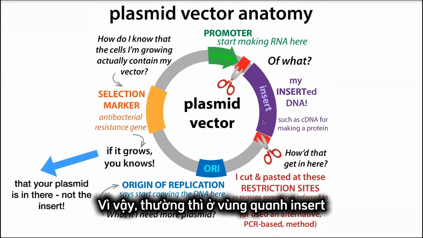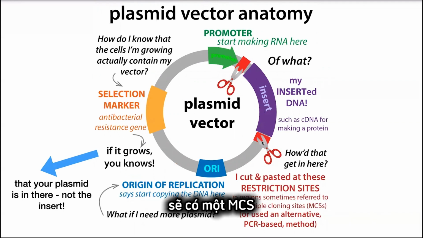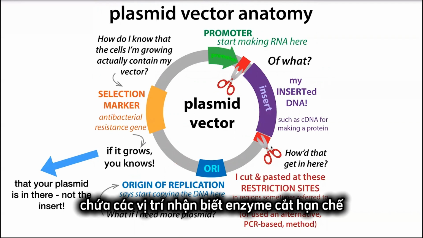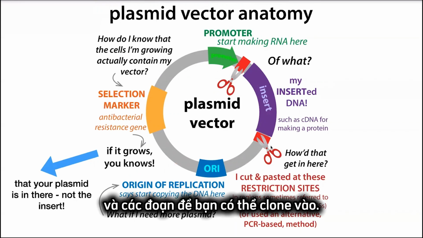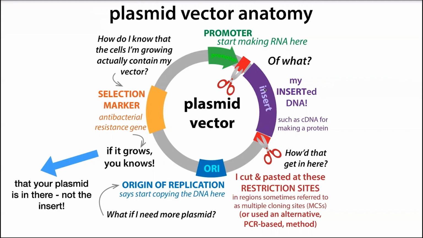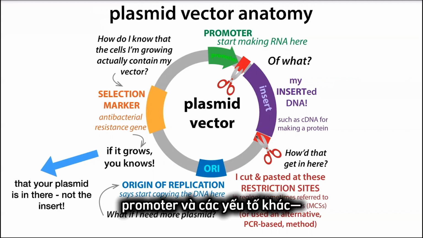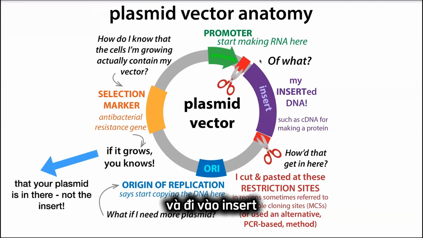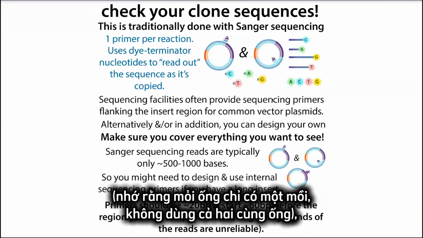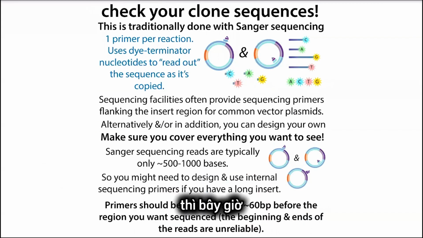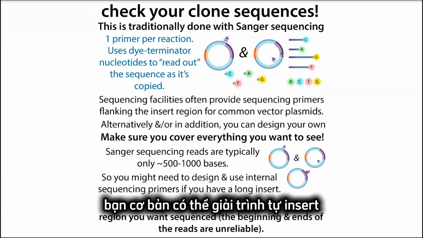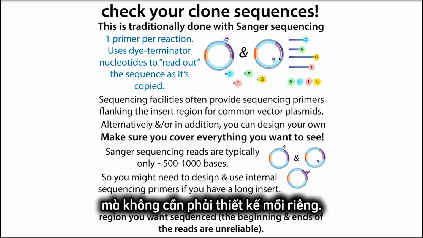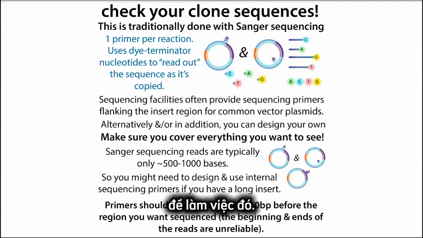So typically in the region around the insert, there's going to be an MCS, or a multiple cloning site, which basically has restriction sites and things like this that you can clone into. It's also going to have a promoter and these basic features that are going to be right next to the insert, no matter what insert is in there. And so if you use primers that start outside and go into your insert, but one per tube, remember, not both in the same tube, now you can get your insert sequenced without having to design custom primers in order to do so.